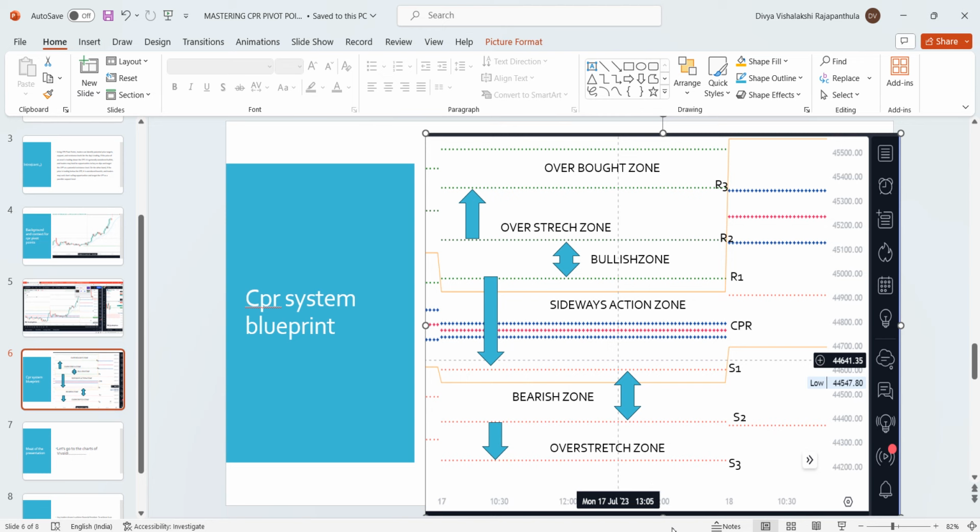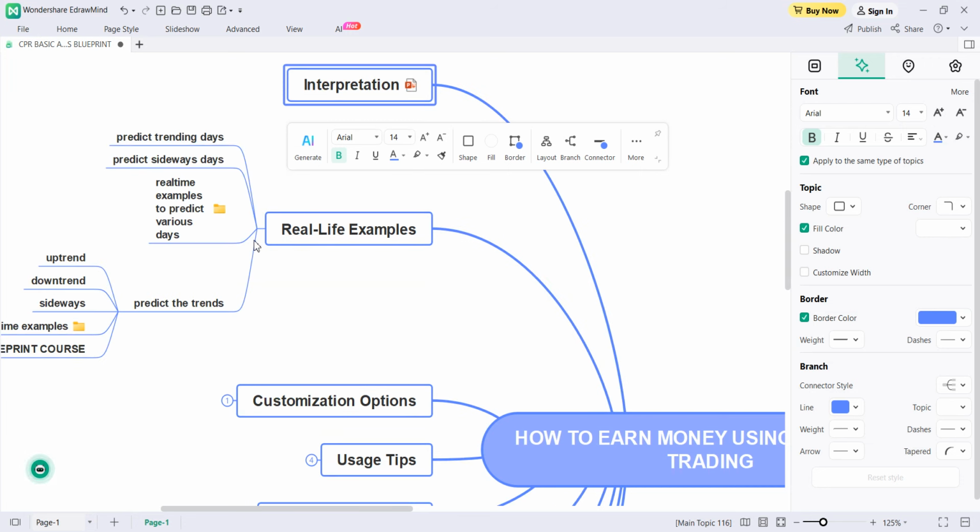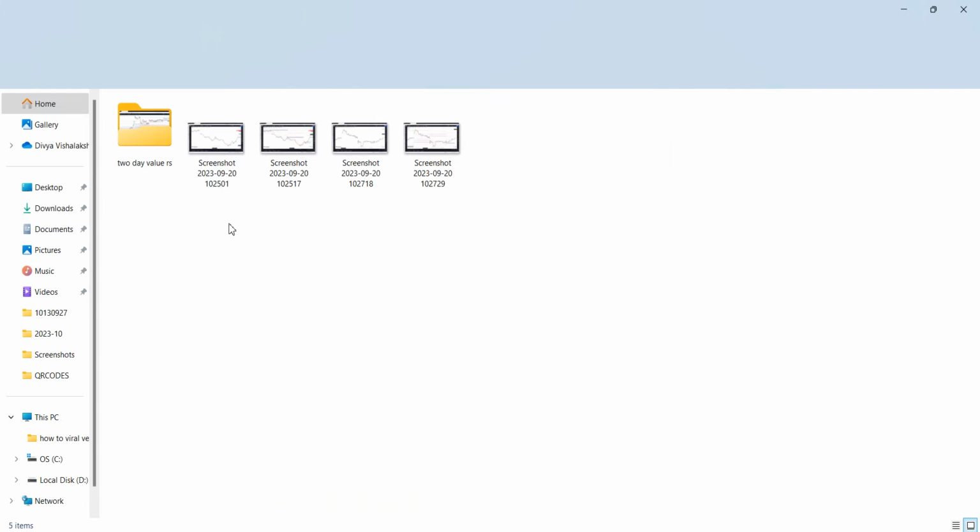Now let's get into the mind map here. Now, what are the real life examples? When you learn something, you have to have some examples for that. When you see those examples, you have confidence that this system is a great and powerful system. Why are we learning the system? We can predict trending days in the markets. We can predict sideways days in the market. These are the real-time examples of predicting sideways and trending days.